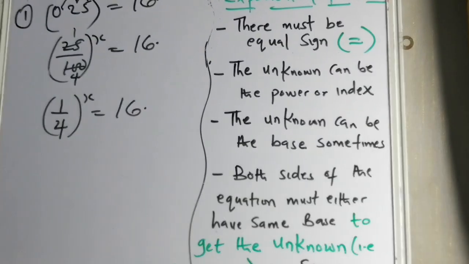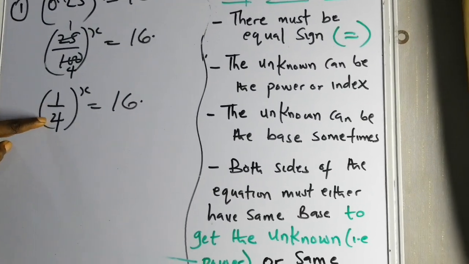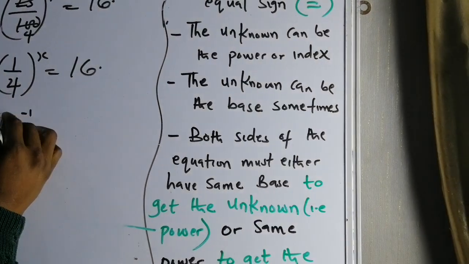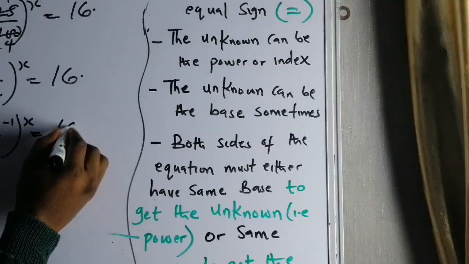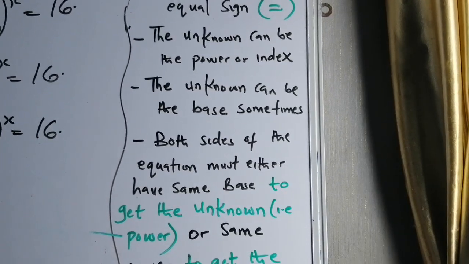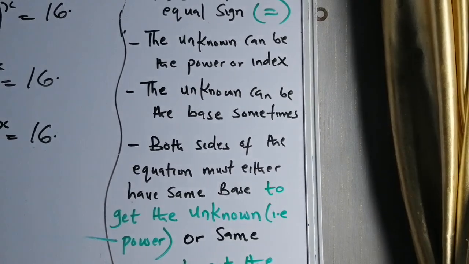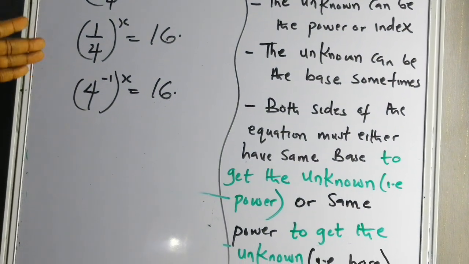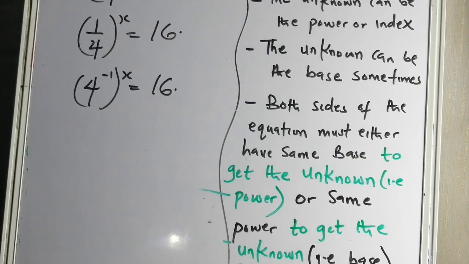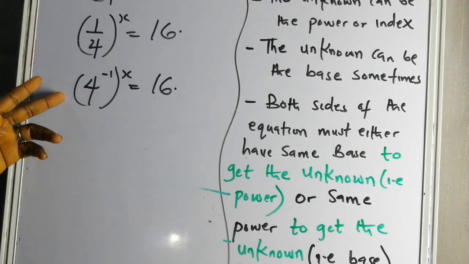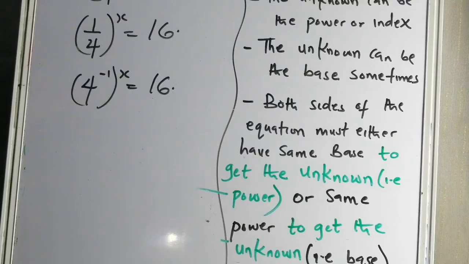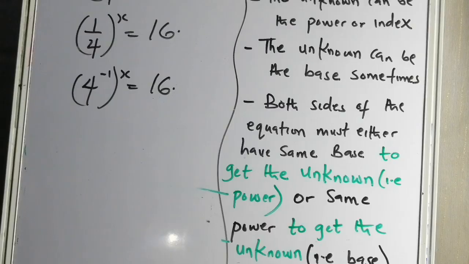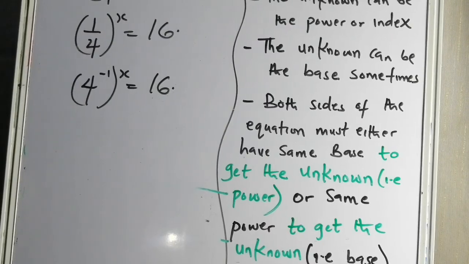Don't forget, in the law of indices, 1 over 4 is the same thing as saying 4 raised to power minus 1, all raised to power x equals 16. I mentioned it in part 4 too, that if you have 1 over 4, a value raised to power minus something is the same thing as 1 over. That is part of the law, negative power, part of the law in indices. I mentioned in part 1 and part 2. Please, if you've not gone through it, go through it so that you can understand what I'm saying.